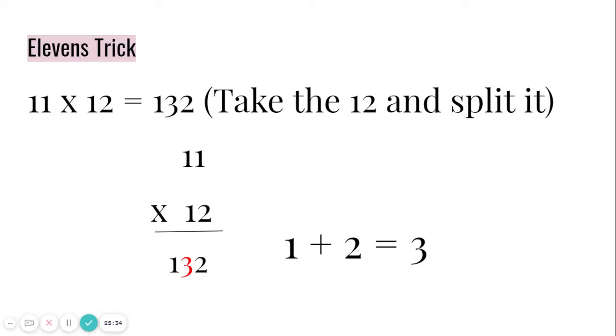Okay, there's actually another trick to 11s that you can do with 11 times 28, but there's one more step that I need to show you before you do that. But you could certainly do this with 11 times 14. We'll split the 14, 1 and 4. 1 and 4 is 5. Stick a 5 in the middle, 154. 11 times 14 is 154. And you just did it in your head.